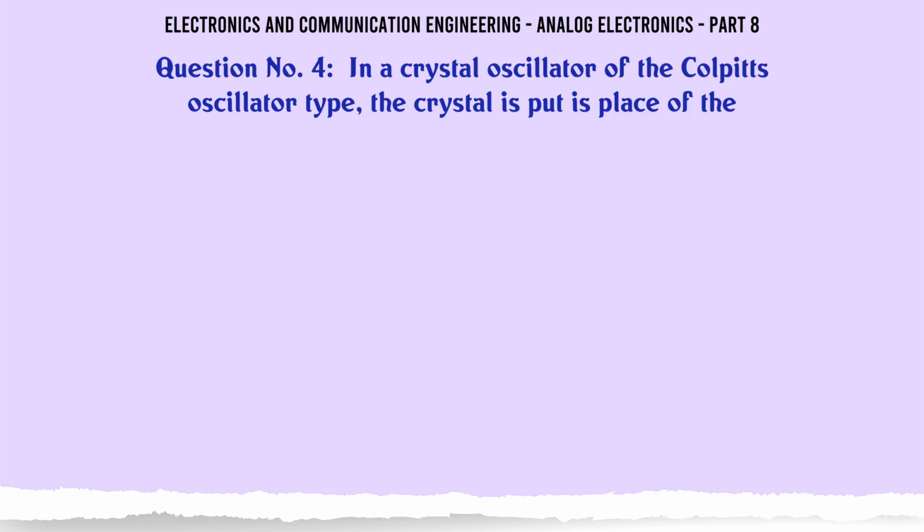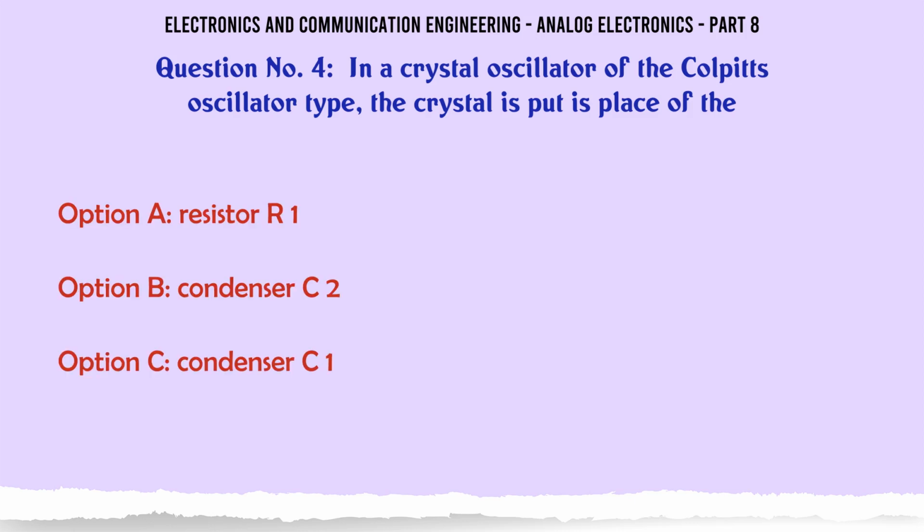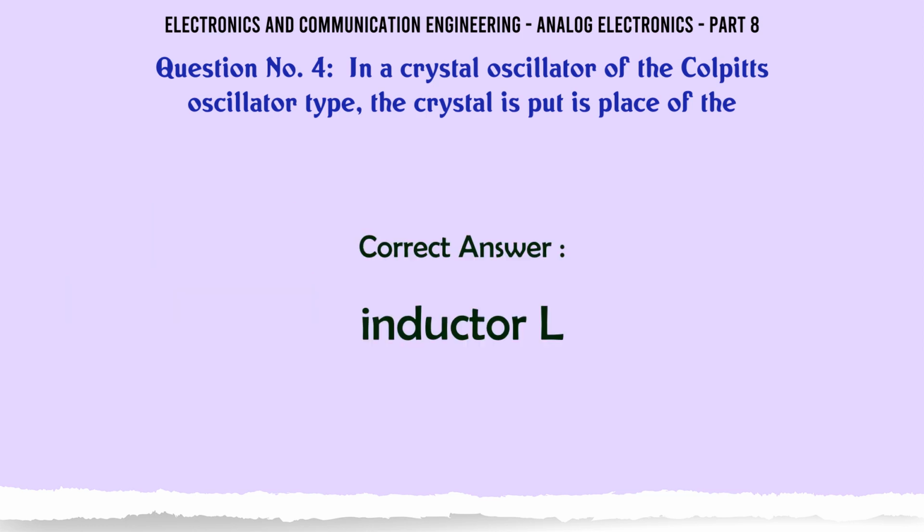In a crystal oscillator of the Colpitts oscillator type, the crystal is put in place of the: A, resistor R1. B, condenser C2. C, condenser C1. D, inductor L. The correct answer is inductor L.